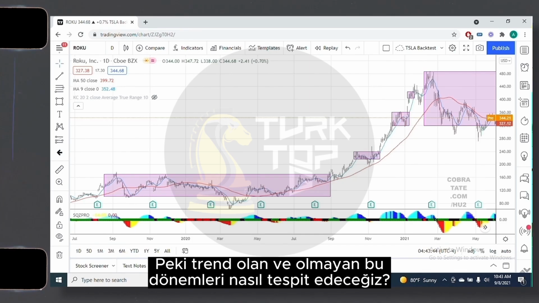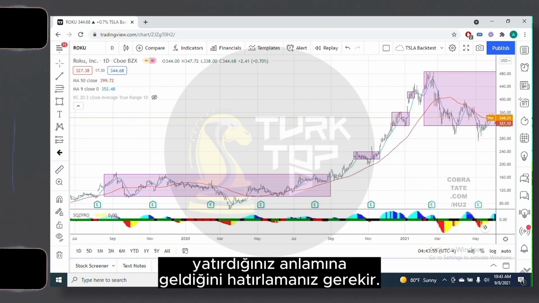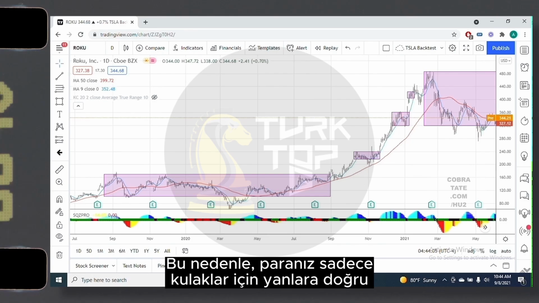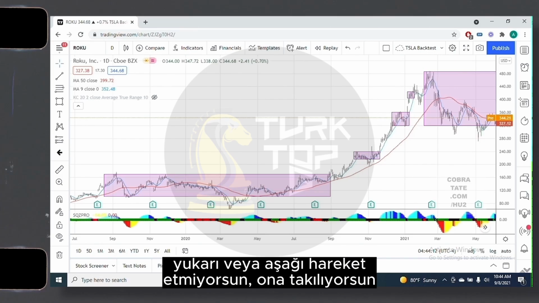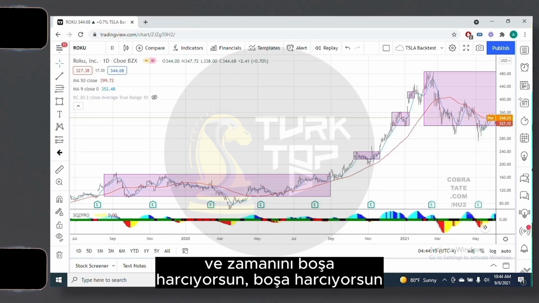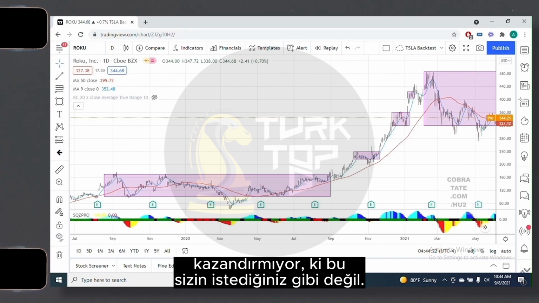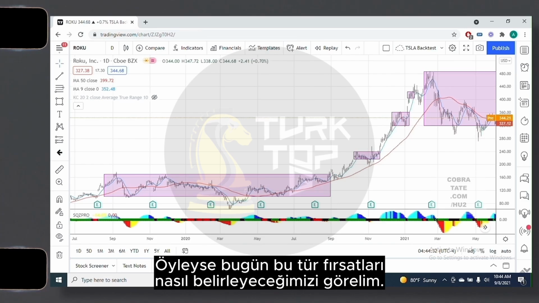So how do we identify these periods, the trending and the non-trending one? Because that makes all the difference in what we should trade. You have to remember that when you trade one security, it means you're putting your money in it, which cannot be now used for trading anything else. That's opportunity cost, right? So if you're stuck with your money in a security which is just moving sideways for years, not moving up or down, you are just stuck with it. And you're wasting your time, you're wasting your energy, and that money is not making any more money, which is not how you want to do things. If you want to invest, try and invest in opportunities that compound fast. So let's see how to identify such opportunities today.